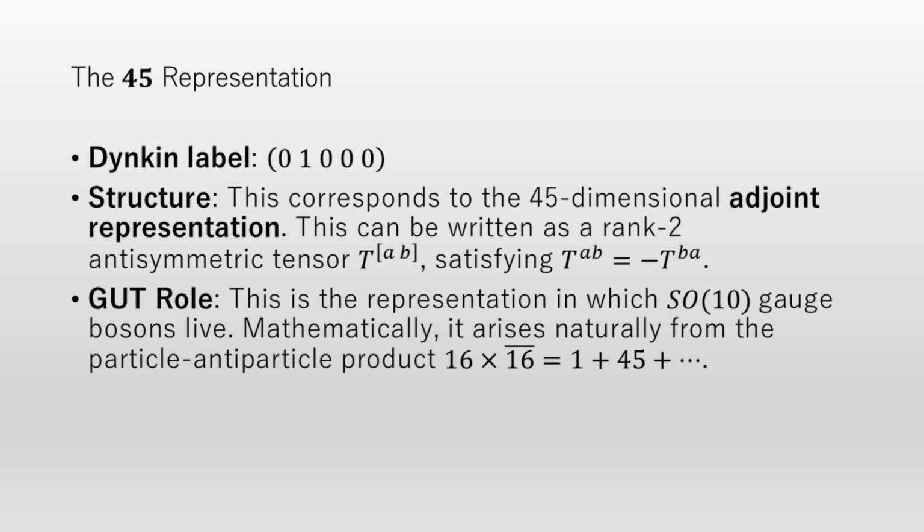The 45 representation. Dynkin label 01000. This corresponds to the 45-dimensional adjoint representation. This can be written as a rank 2 antisymmetric tensor T_AB, satisfying T_AB equals minus T_BA. To count the independent components, we choose 2 indices out of 10. This gives 45. This is the representation in which SO(10) gauge bosons live. Mathematically, it arises naturally from the particle-antiparticle product 16 times 16-bar equals 1 plus 45 and so on, ensuring that gauge bosons can mediate interactions between fermions.